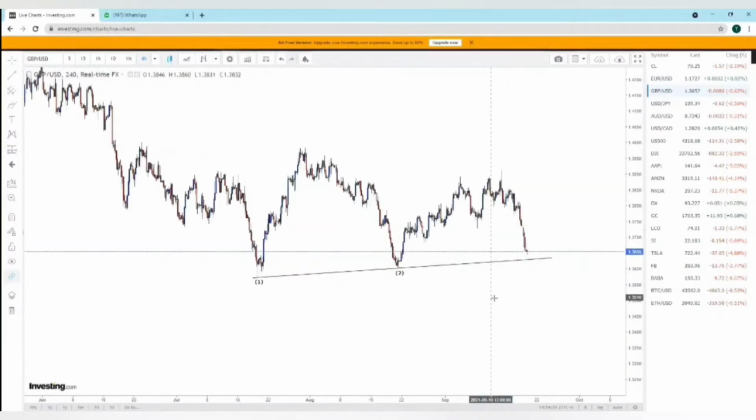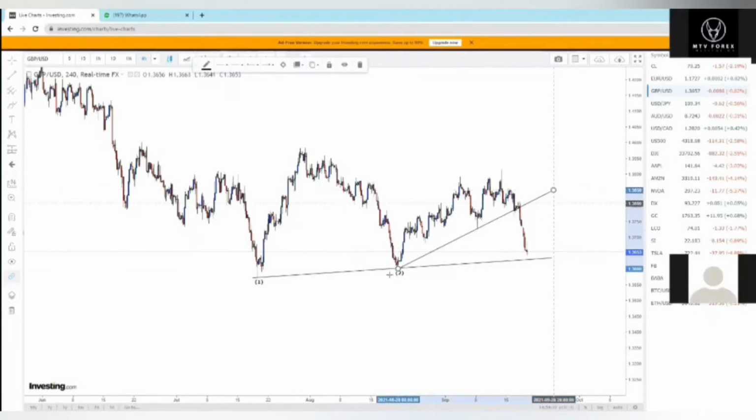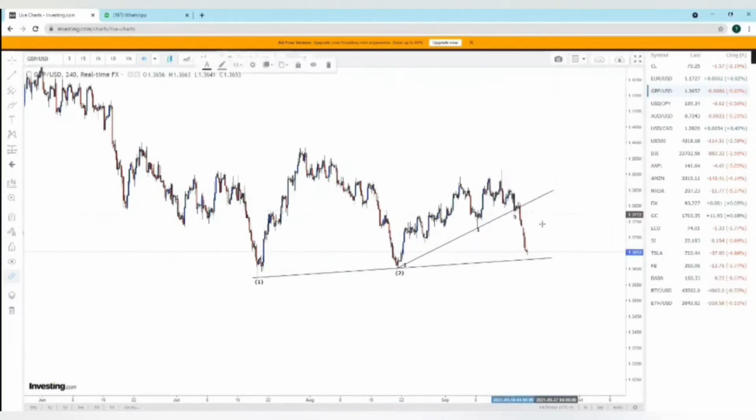Then your minor will start from where? From your 2. Understand? Which means this is your minor here. Your minor has what? Your minor has 1.